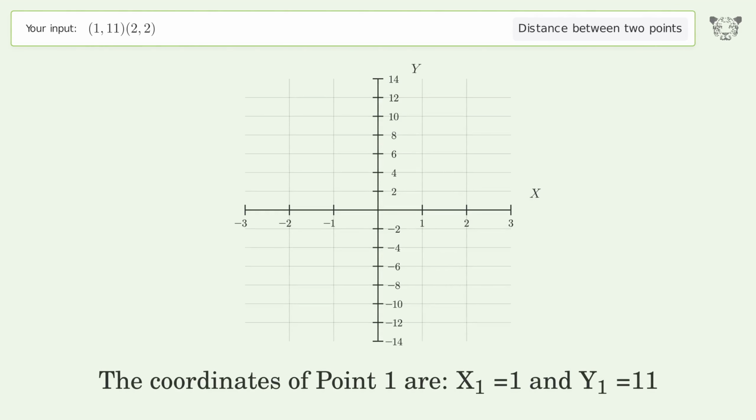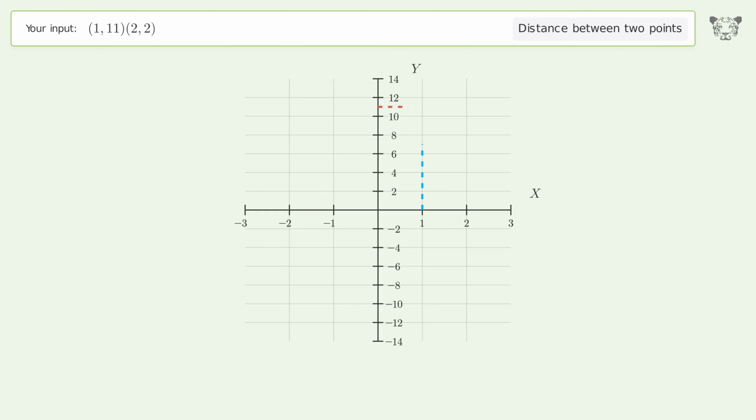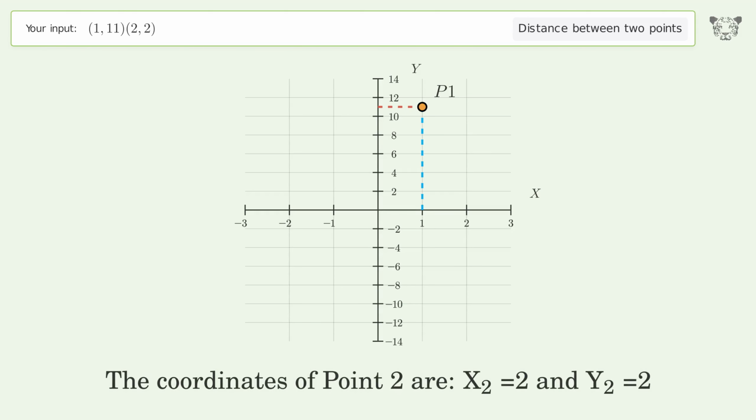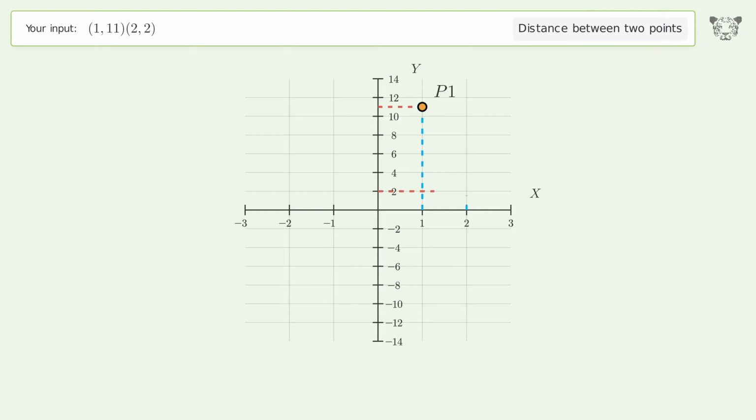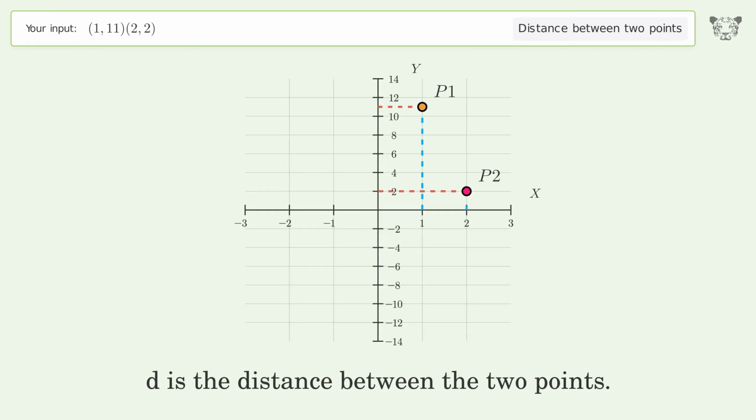The coordinates of point 1 are x1 equals 1 and y1 equals 11. The coordinates of point 2 are x2 equals 2 and y2 equals 2. D is the distance between the 2 points.